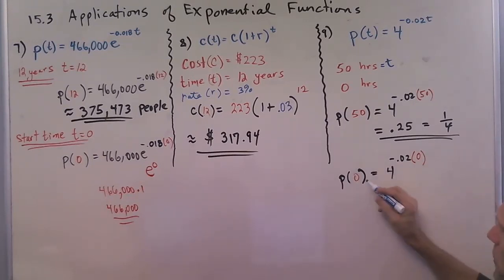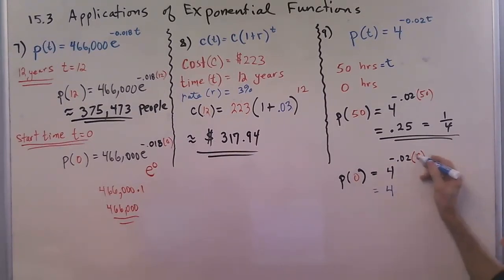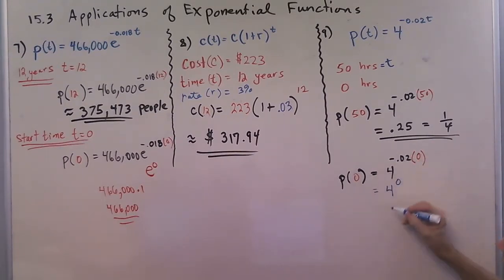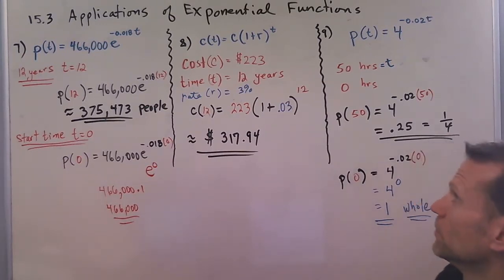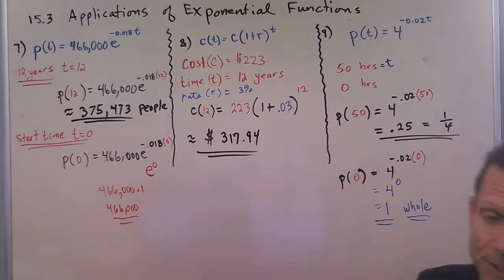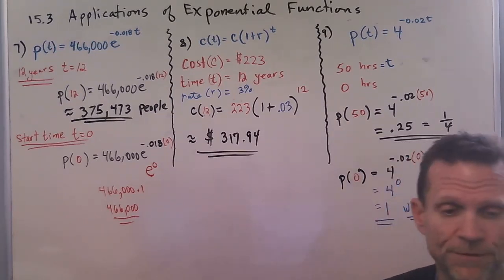Okay. And then I was again going to just insert 0 to say at the beginning time how much of the battery is left. And if you think about this, you have 4, and then this is going to be 0, and 4 raised to the 0 is 1. So 1, think about the whole battery is left at start time. Okay, so that's 3 more from 15.3.